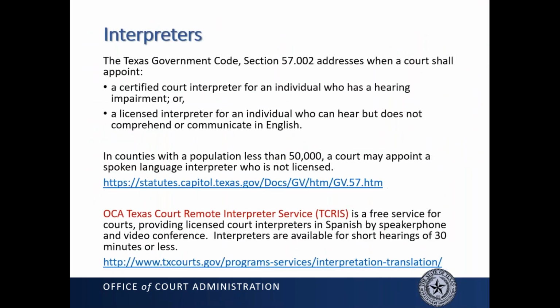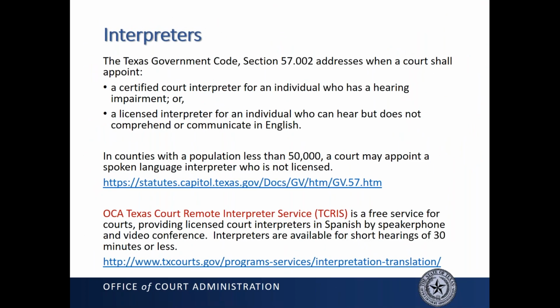We talked earlier about interpreters. We talked about them being necessary in domestic violence cases to lessen the fear and apprehension of parties coming before your judge who may not understand the language. We talked about interpreters when they are subject to incarceration. We want to make sure that they understand what they're committing to. Don't allow somebody to enter into a deferred commitment if they don't understand the language.